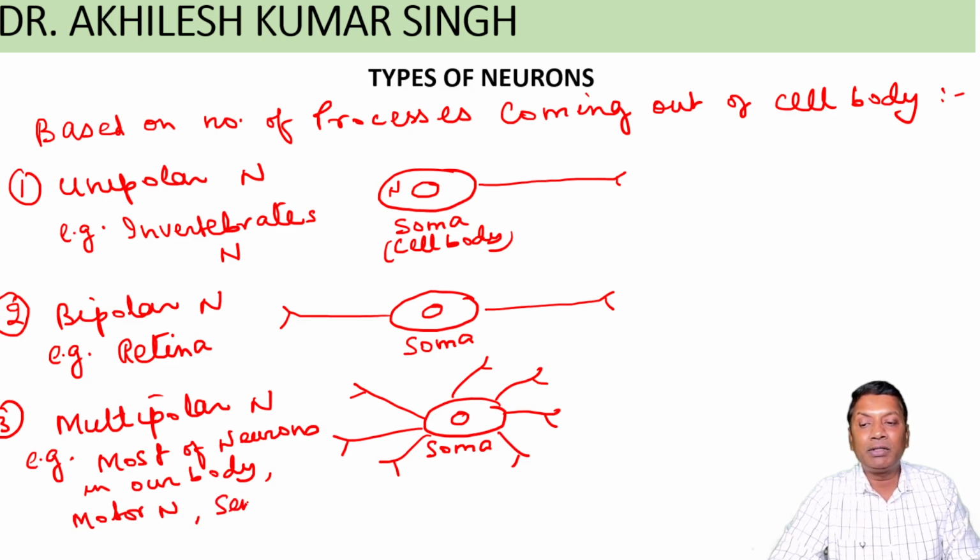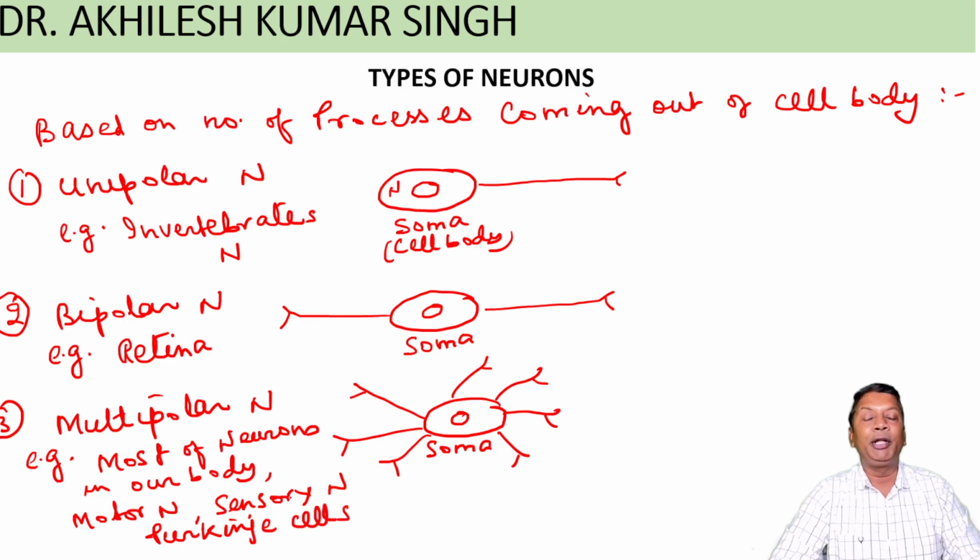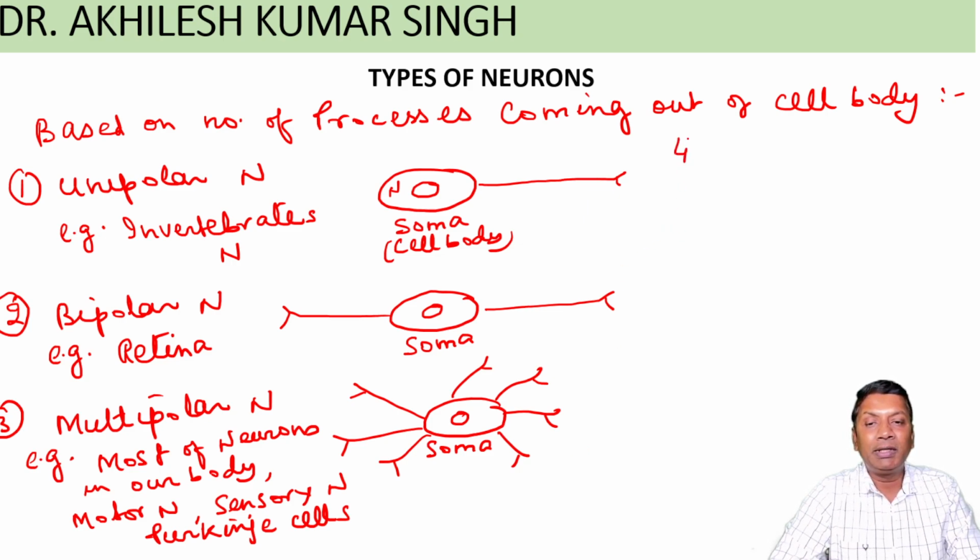The sensory neurons in the body are also multipolar. Then the Purkinje cells in the cerebellum are also an example of the multipolar neurons. Then the fourth type of neuron is pseudo-unipolar neurons.